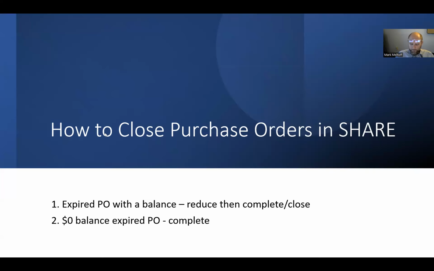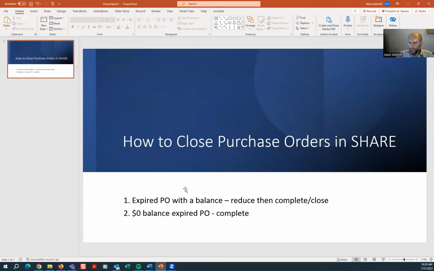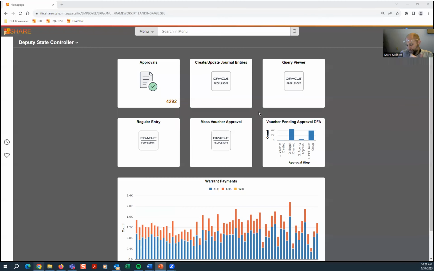Okay. All right. So we're going to go into an environment that's not live in production, but it's a mirror copy of what you all will see in production. And we're going to use purchase orders from one of the business units within the state. Okay. So we're going to hop out, go into our environment, log in.